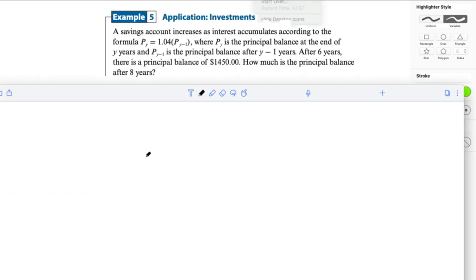All right, this is our final example, but it is kind of complicated when you read it, but then when you look at it, it's going to be simple. So let's take a look. We're given a formula that's going to talk about interest as it accumulates in an account. P sub y is just a variable that refers to the amount of money you have in a particular year. So the amount of money you have in a particular year is equal to 1.04 times the amount of money you had in the year before, which is P sub y minus 1.